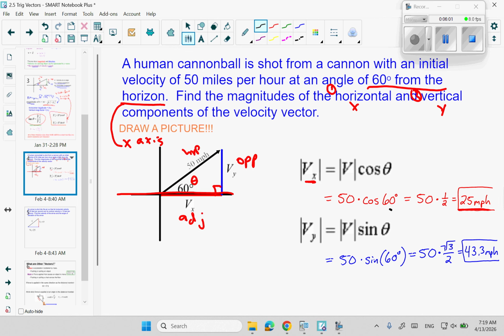Now, you may notice that I went from cosine 60 to 1/2 and sine 60 to root 3 over 2. Those can be found on the unit circle. Otherwise, it's still just typing into your calculator, as long as you're in degree mode.